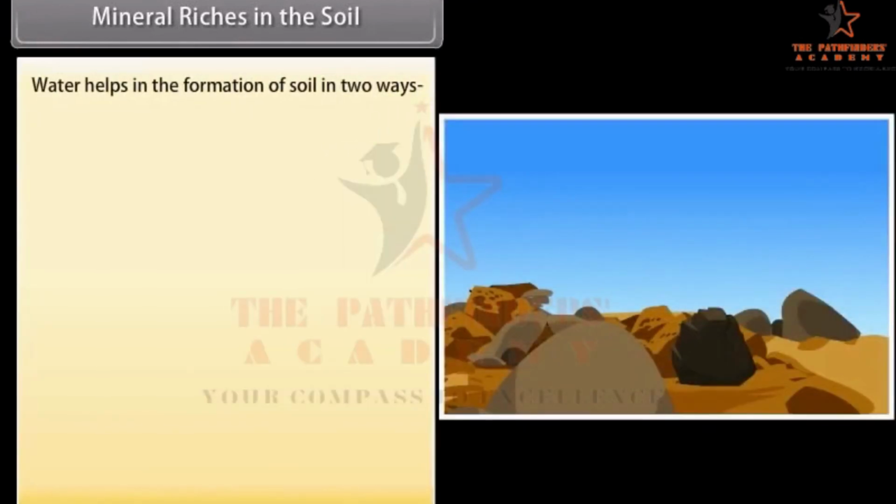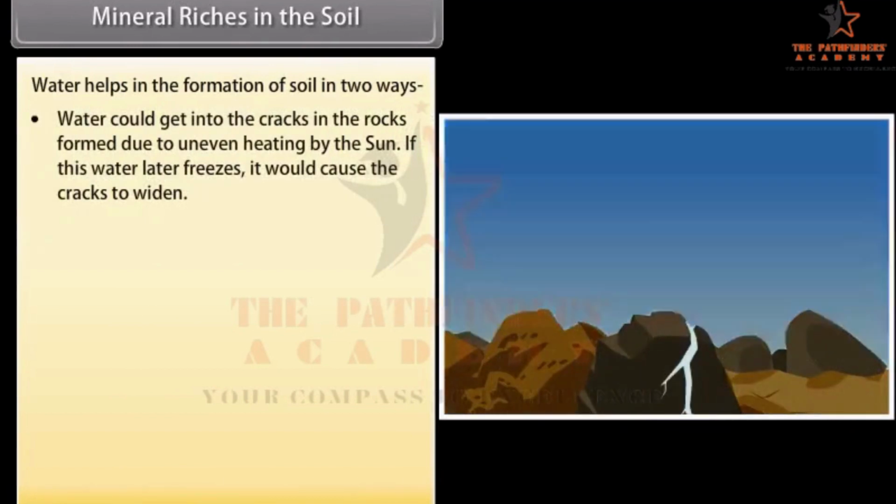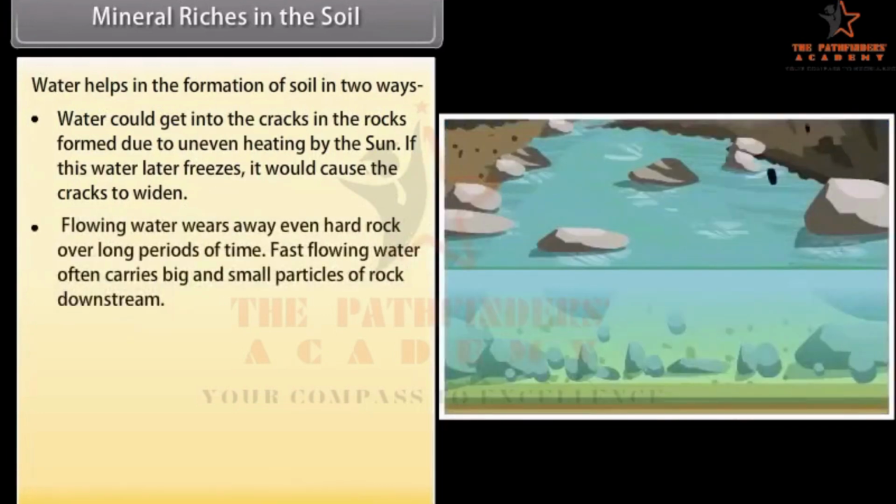Water helps in formation of soil in two ways. Water could get into the cracks in the rocks formed due to uneven heating by the sun. If this water later freezes, it would cause the cracks to widen. Flowing water wears away even hard rock over long periods of time.